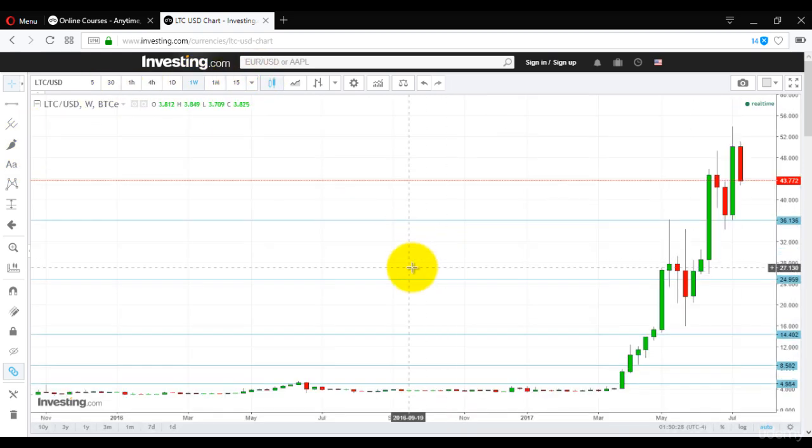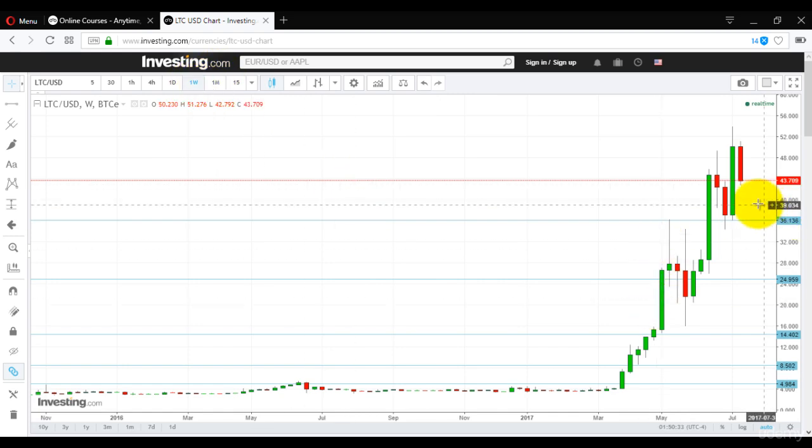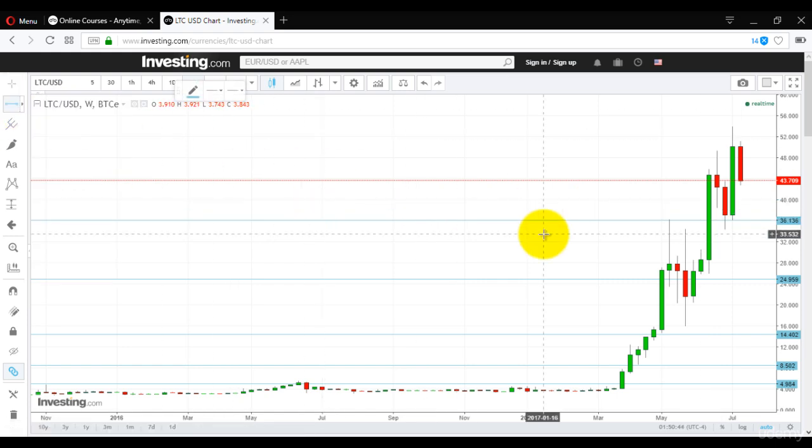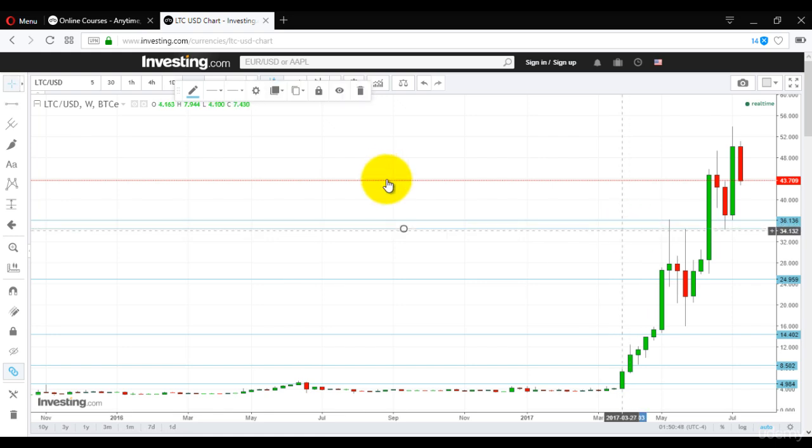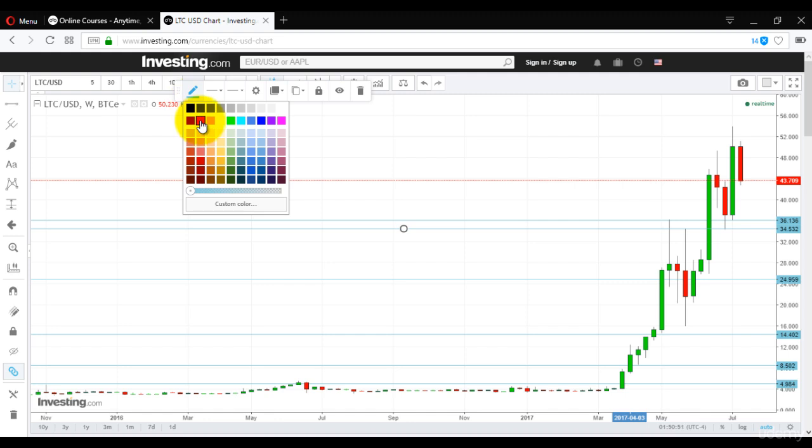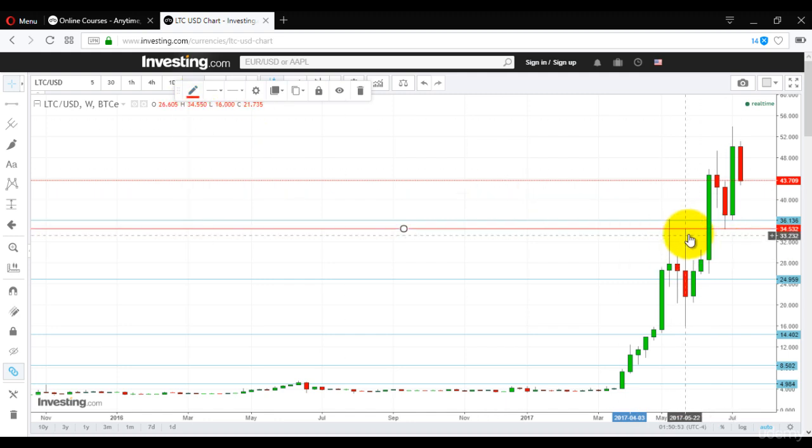If we move to the weekly candlestick, as you can see, we have selected 1 week, so each candle is 1 week. This blue line is the monthly support level. Now we are selecting a horizontal line and we will color it red. This is a weekly support line. This is a high, this is a low. So this level is the weekly support level.